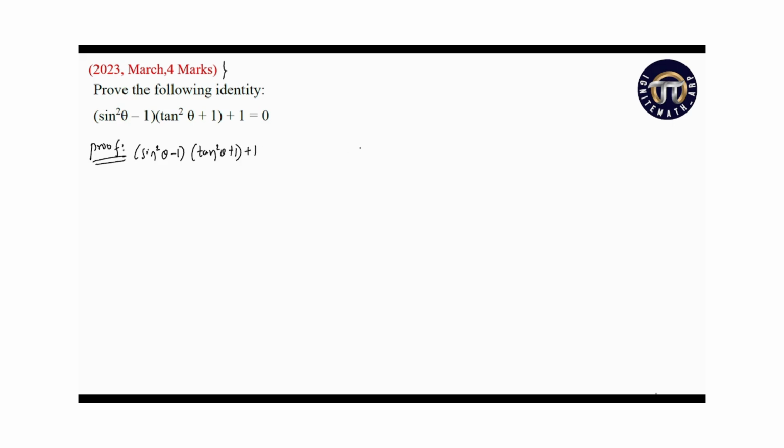So again the identity you must know, children, that is sin square theta plus cos square theta is equal to 1, and I also know that secant square theta minus tan square theta is equal to 1. So over here if you observe, sin square theta minus 1. Now what I do, I will take this 1 this side and cos square this side. So sin square theta minus 1 is equal to, cos square theta taken to the other side, becomes minus cos square theta. So in place of sin square theta minus 1, I will write minus cos square theta.